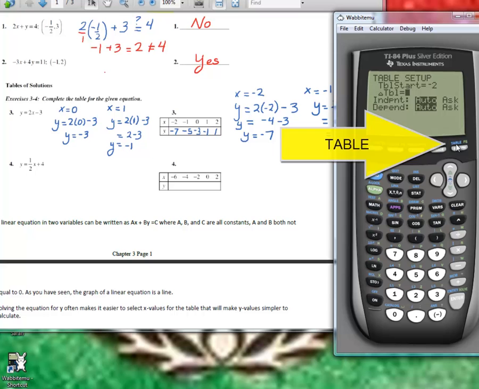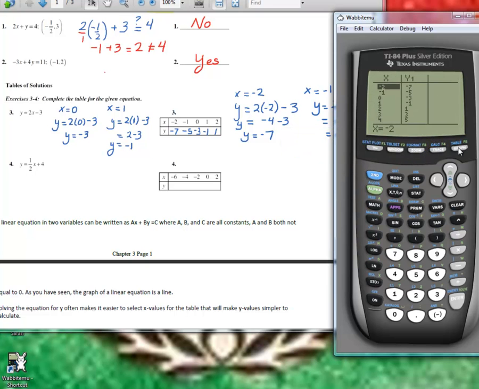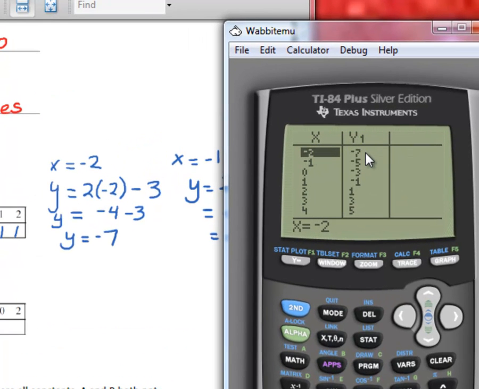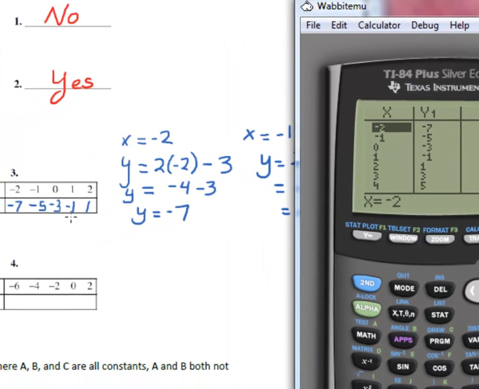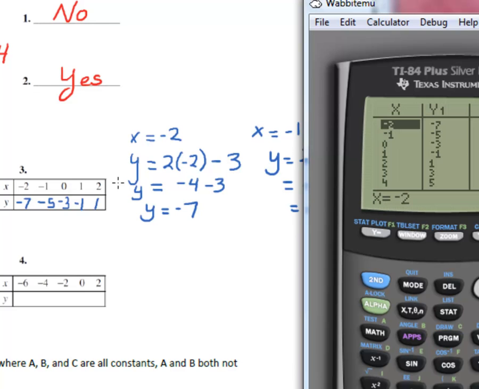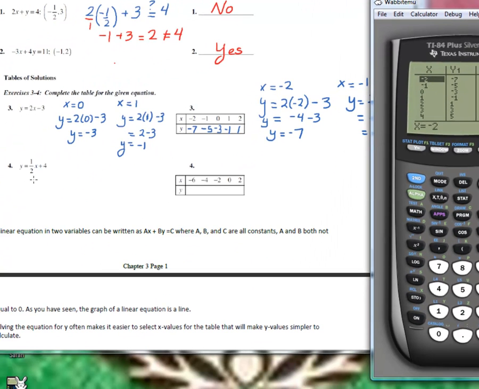And now to see your table, locate the table button on the upper right hand corner. You're going to use the blue key, and notice how that will give you the same table that we already computed by hand. So that's pretty cool. You can use your graphing calculator to recreate our tables or to create new tables. So we're going to try this from scratch now with the next problem.